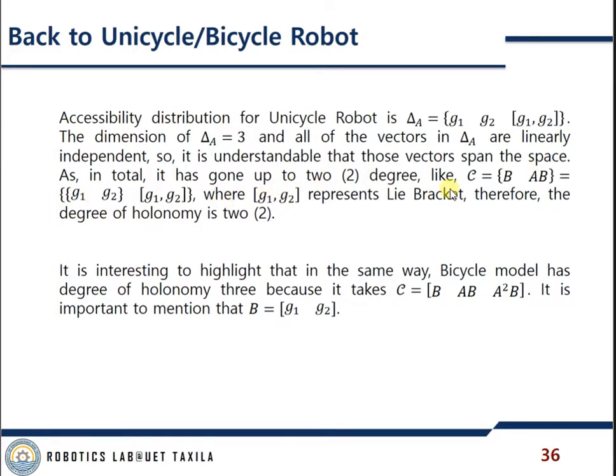degrees, like G, B, and AB. So it's going to be B and it's going to be AB, where G1, G2 represents the Lie bracket. Therefore, the degree of non-holonomy is 2. Again, it is interesting to highlight that in the same way, the bicycle model has degree of non-holonomy 3 because it takes B, AB, and A squared B. It is important to mention that B here is equal to G1 and G2.